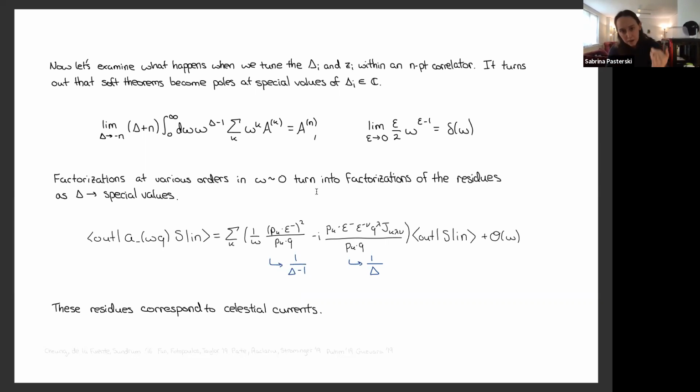What's happening is that my low energy expansion, so if I take the frequency of one of the particles soft and look order by order in that frequency going to zero, that Taylor series or Laurent expansion will turn into a set of poles at values of delta. These residues will correspond to celestial currents, and I have factorization theorems at those poles.